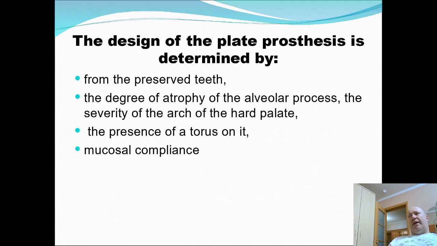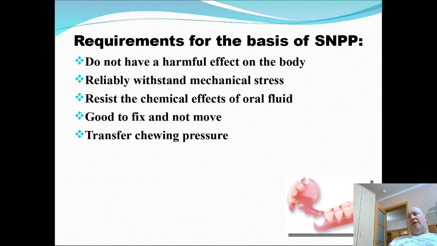The design of the plate prosthesis is determined by the preserved teeth. It depends on the type of defect, the degree of atrophy of the alveolar process, the severity of the arch of the hard palate, the presence of a torus on the palate, and mucosal compliance.